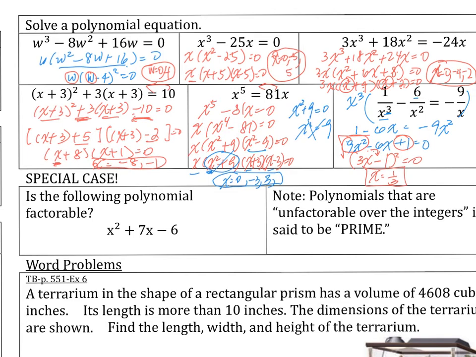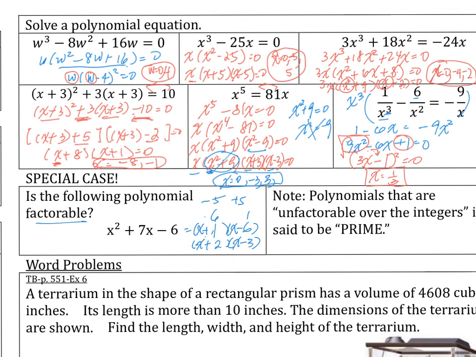Okay, now we have a special case. Is the following polynomial factorable? Now if we use 1/6, it's not going to work. If we use 6/1, it's still not going to work, because 6 minus 1 gives you +5. -6 plus 1 gives you -5. So we can't use 1 or 1/6.